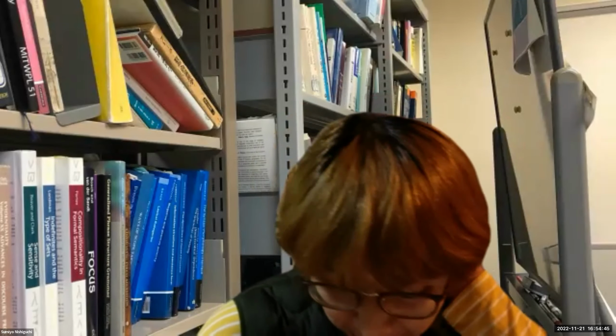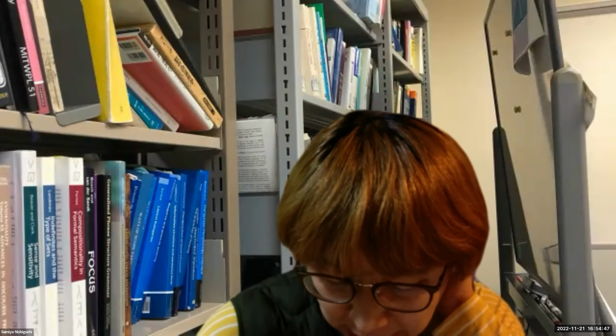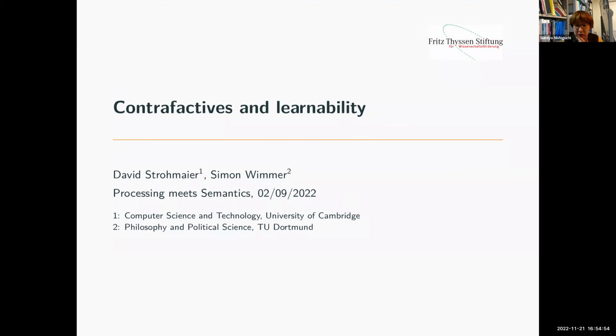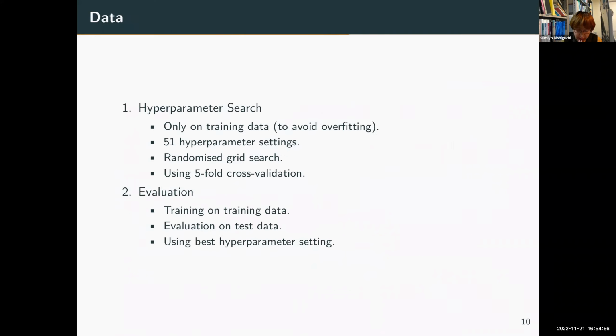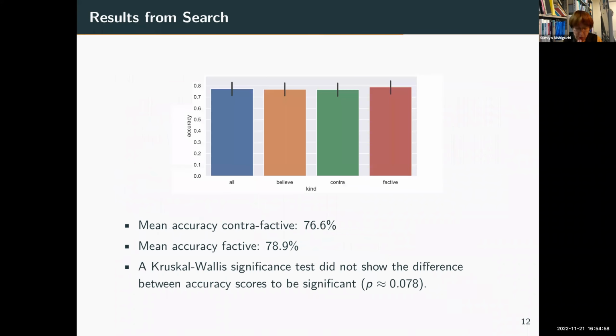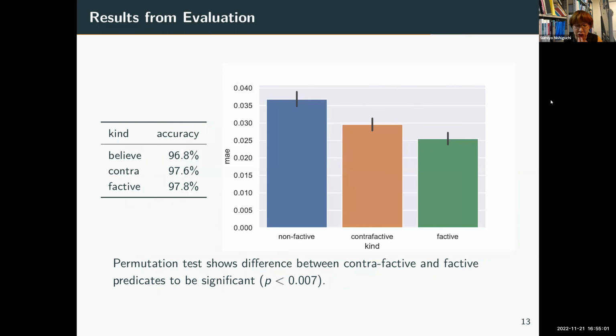Hi. It was nice to think about contra. I thought one of your graphs showed that non-factives are harder to learn than contra, if I didn't misunderstand. And you said the reason why contra doesn't exist is that it's harder to learn than factives. But non-factives are even harder, right? But they exist as lexical items, like believe.